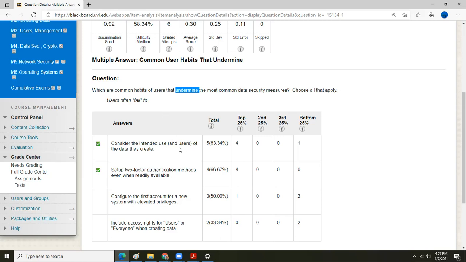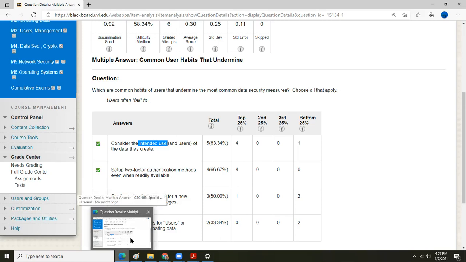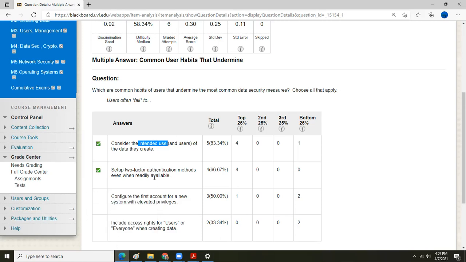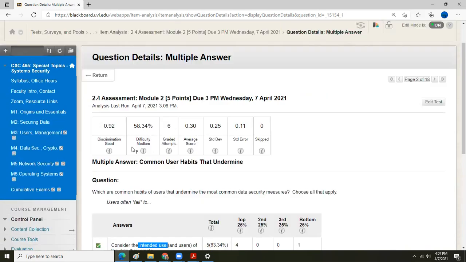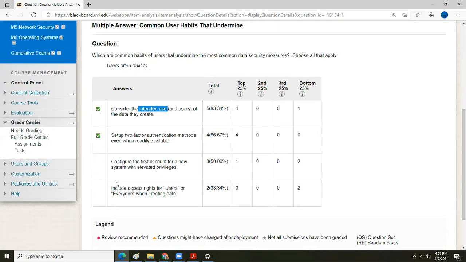We have this natural mental barrier. And we just think that as long as it's physically in our possession, it's okay. What most people don't realize is that everything's interconnected now, and it's not okay if you don't think about the use and the users, okay? So anyway, any questions about this item? Let's look at this answer. Configure the first account for a new system with elevated privileges.